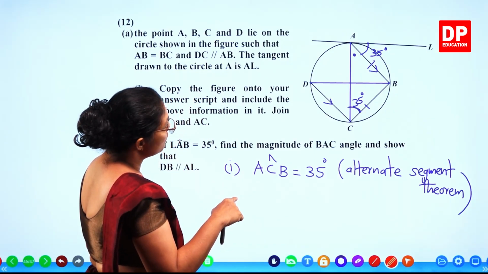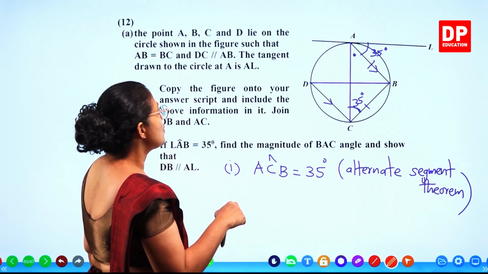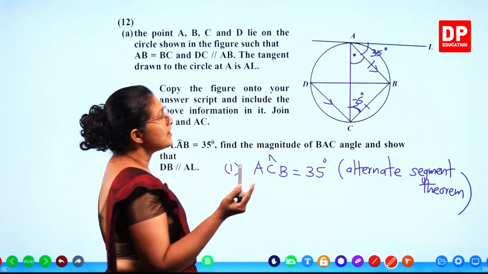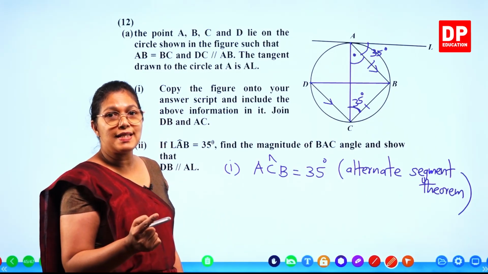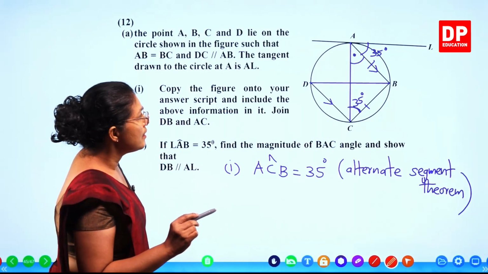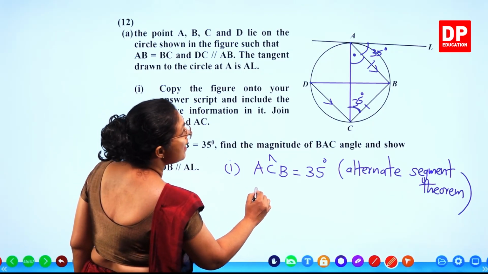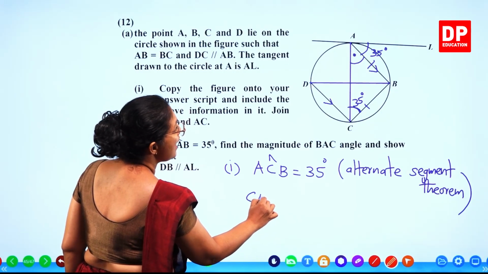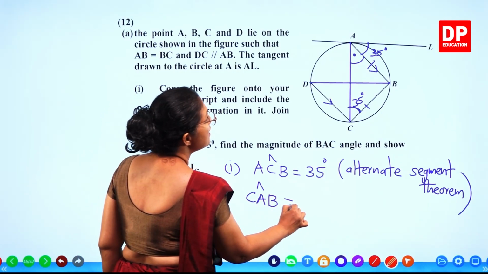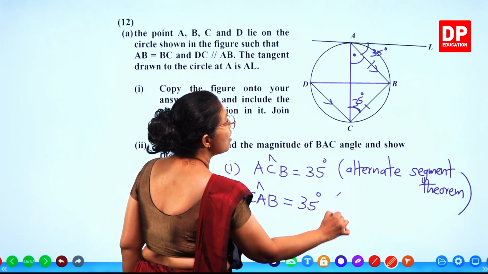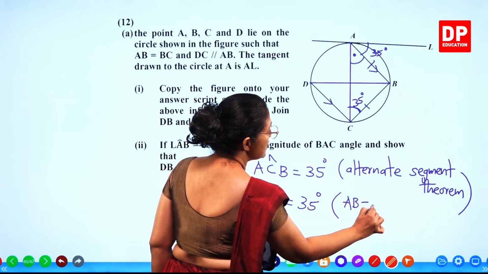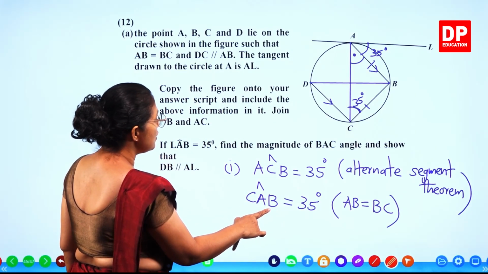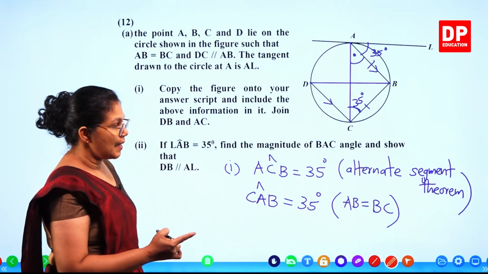And if this is 35, what can you say about this angle? That's also 35 because AB is equal to BC and it's an isosceles triangle. So you can straight away write down angle CAB is 35 because AB equals BC. It's an isosceles triangle. So that's what you need. Find the magnitude of BAC or CAB, same thing.